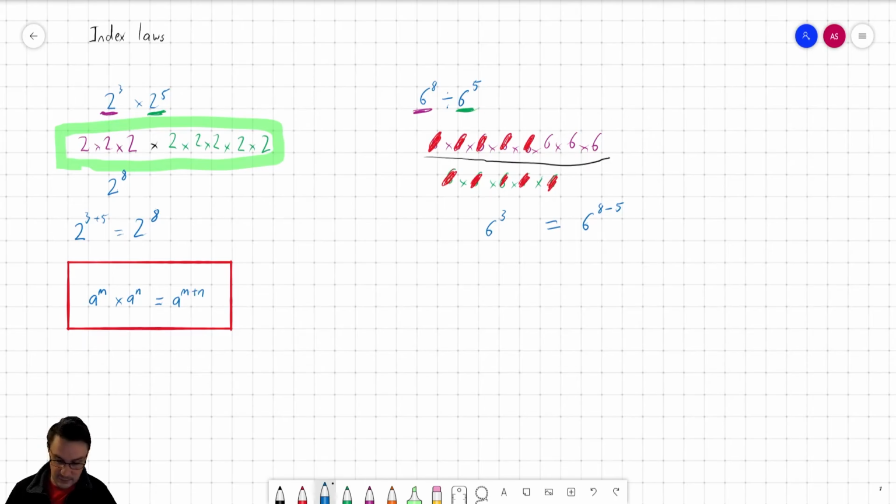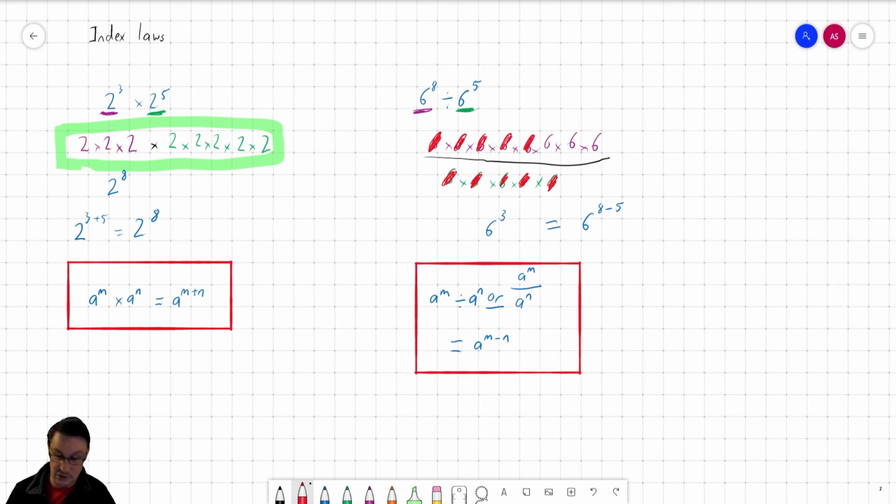So the rule here is if we have a to the power of m divided by a to the power of n, or another way we can think about this, sometimes it's written as a fraction, a to the power of m over a to the power of n. This is going to work out to be a to the power of m minus n. And so this is the main rule which we're using when we're dealing with division and working out the indices.